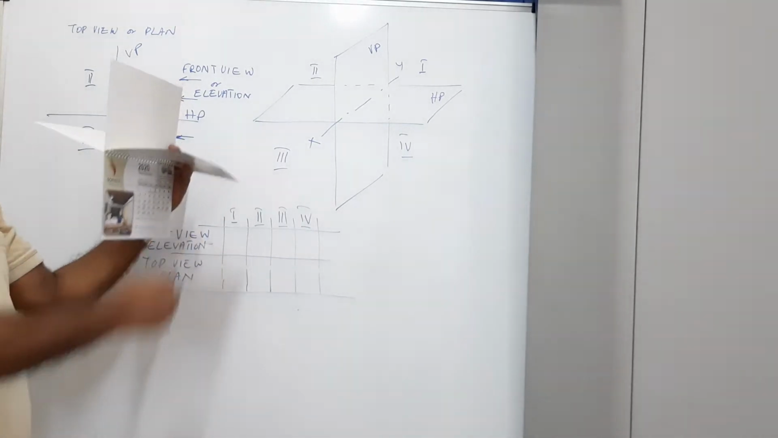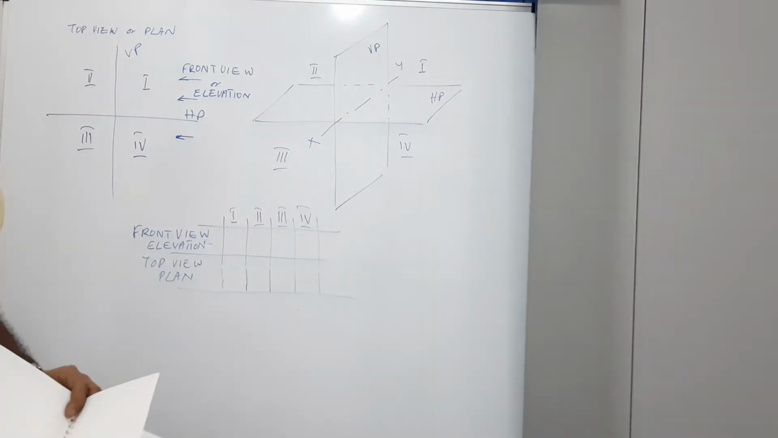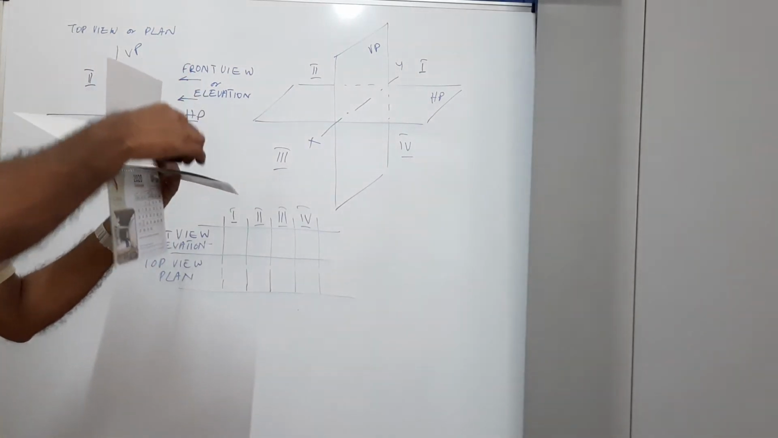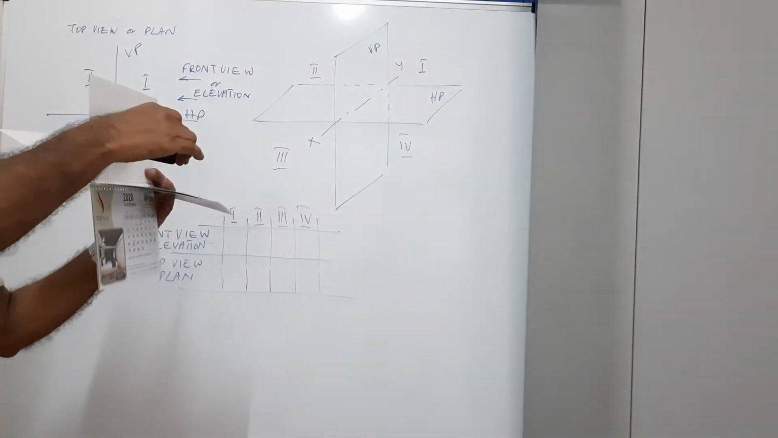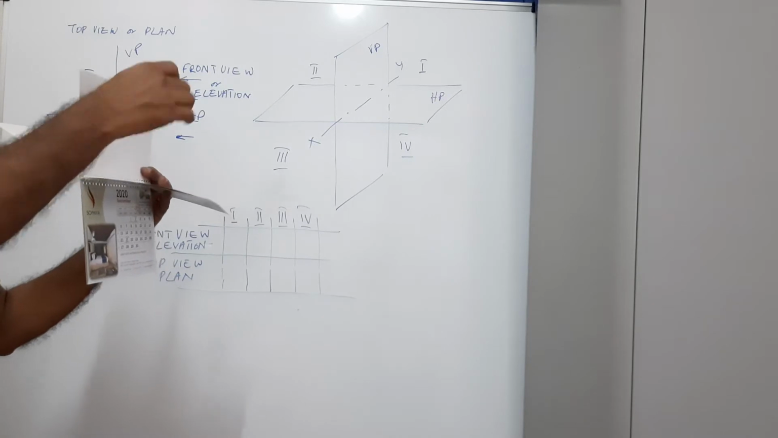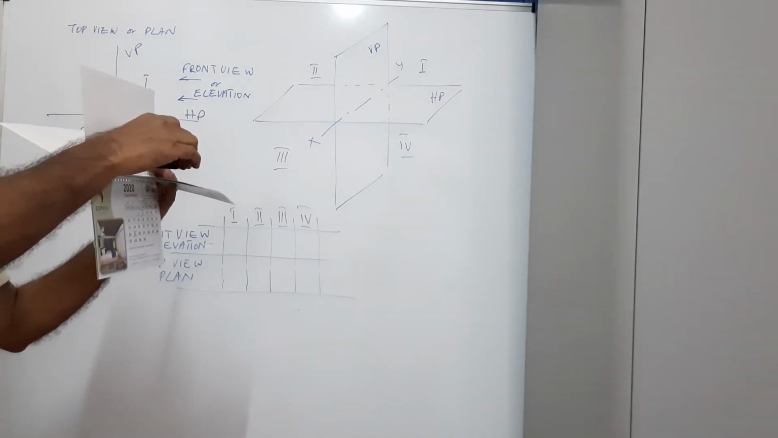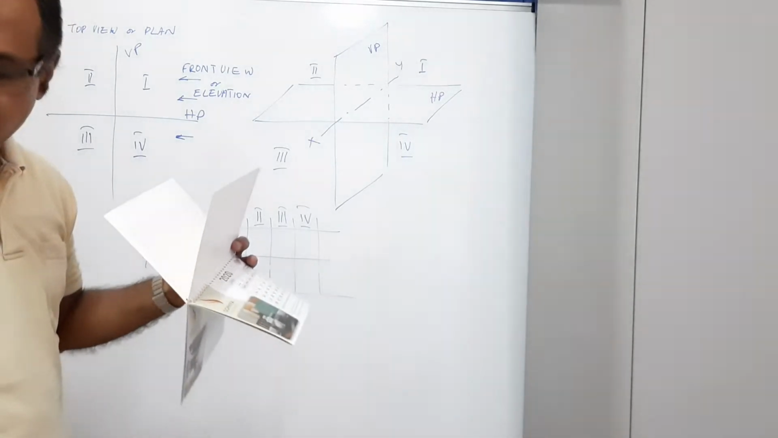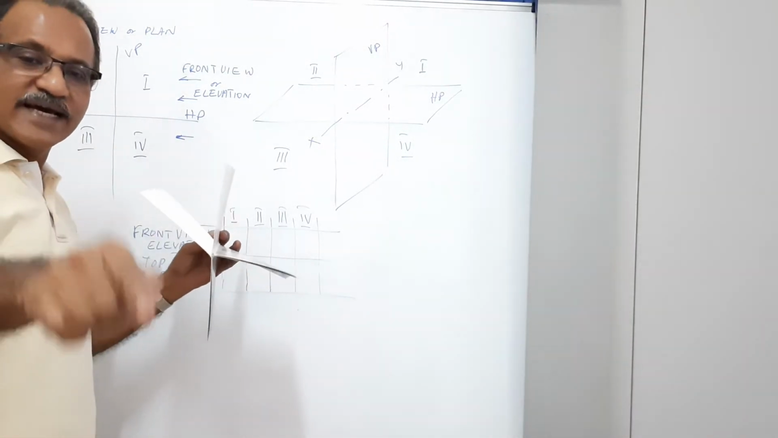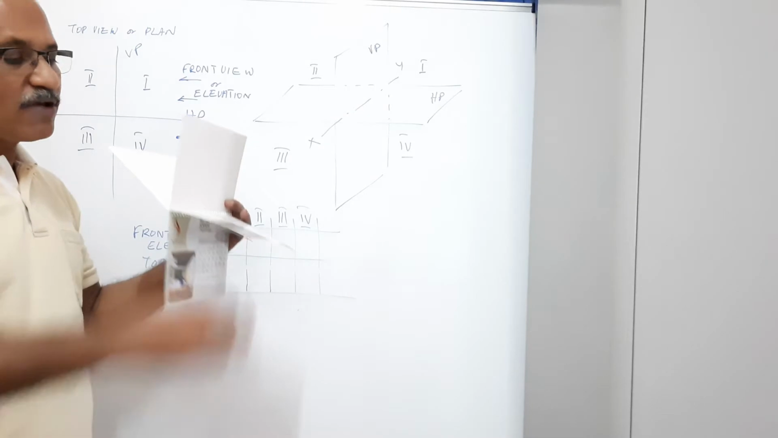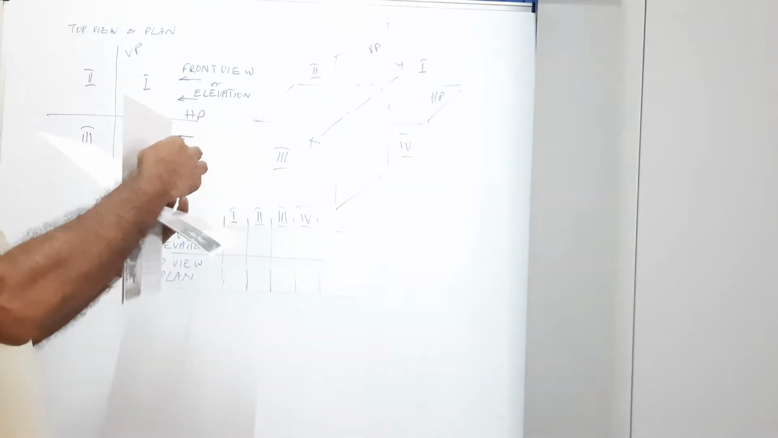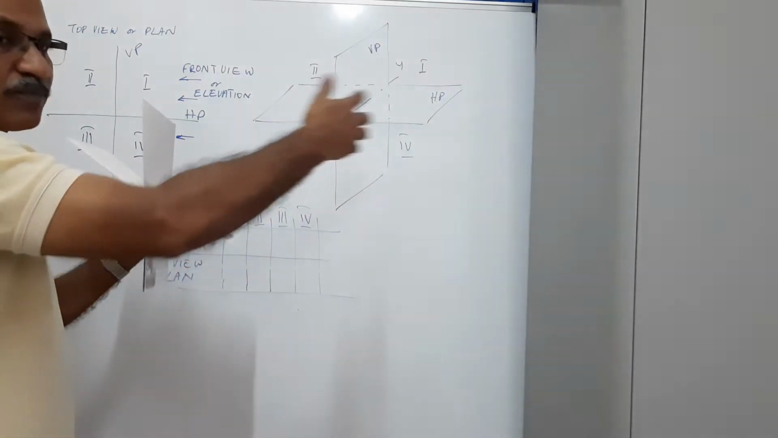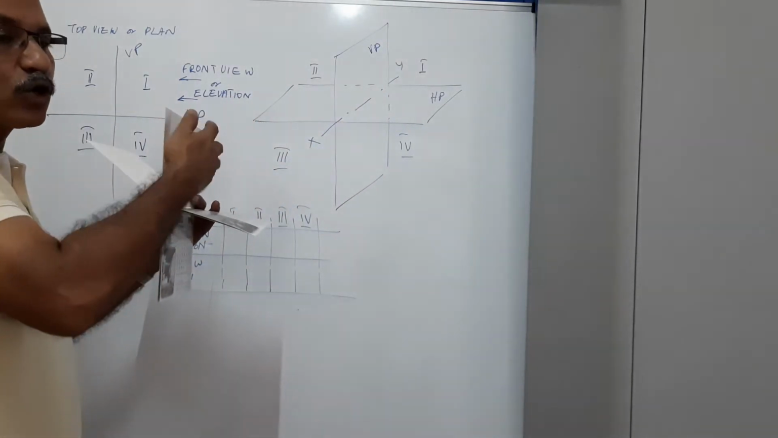Agreed? Now, let us see what happens when you draw an object. Let us see an object situated in the first quadrant. It can be on HP, in space, or even on VP, no problem. Let the object be in space. You are going to draw the views. You are sitting in your reference position. When you have an object here in the first quadrant, you come to this side, view from there and draw the view on this.